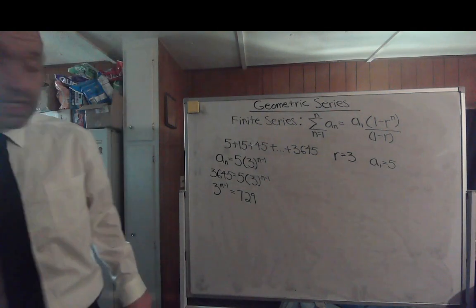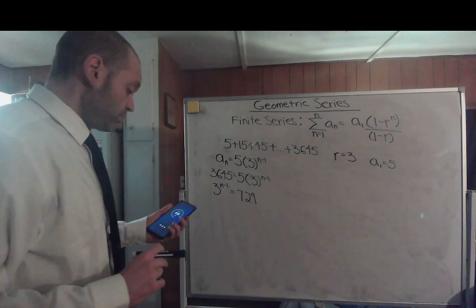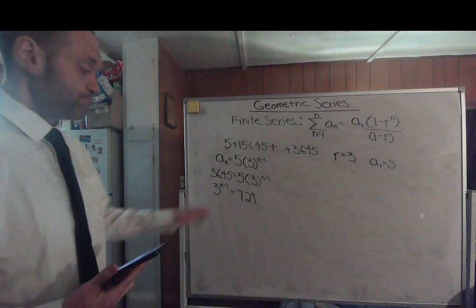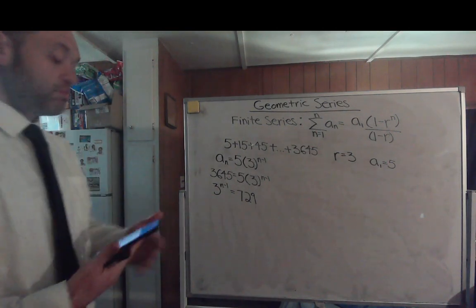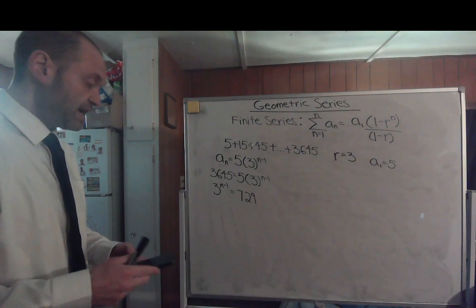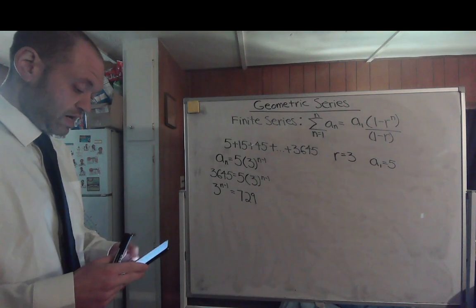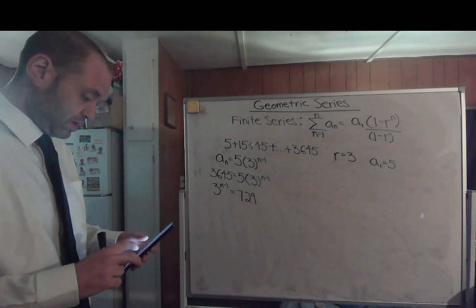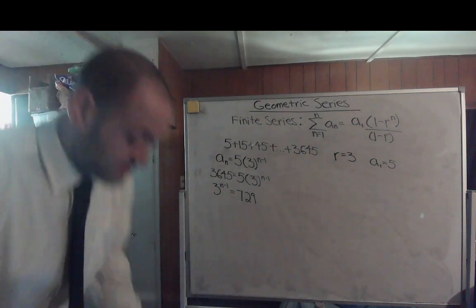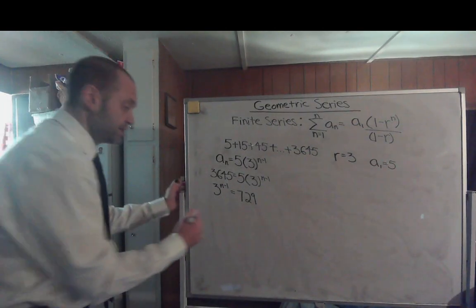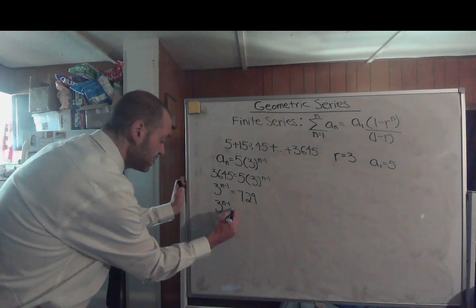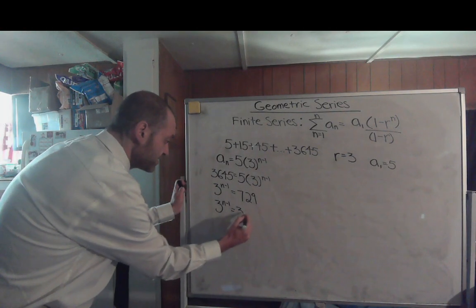Alright, now we can take a natural log and try to solve for n, but we know 729 is 3 to some power. I'm pretty sure it's to the 6th power. 729 is equal to 3 to the 6th. So 3 to the n minus 1 equals 3 to the 6th.